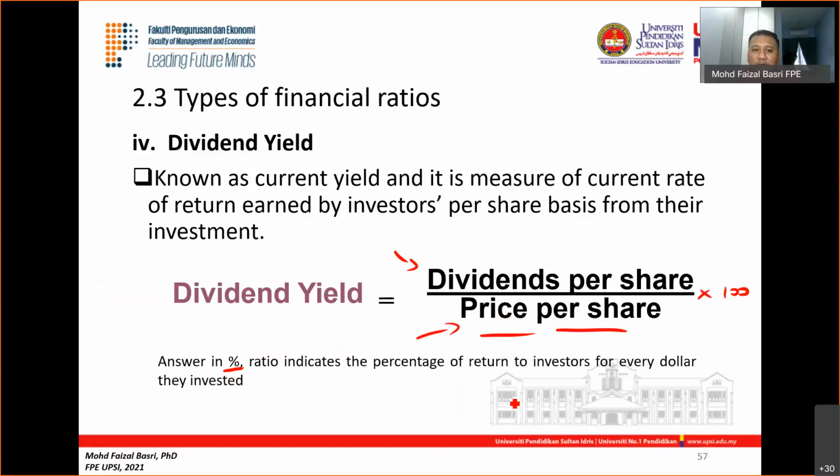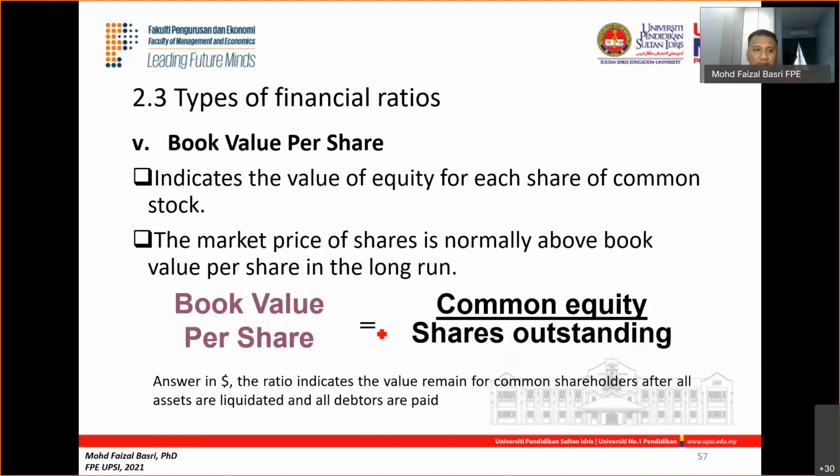The higher the ratio, the better for the investor, because from the market price, we know how much the dividend actually is. So the higher the amount of dividend as compared to the price, the higher the earning from your point of view. Okay, that's number 4.